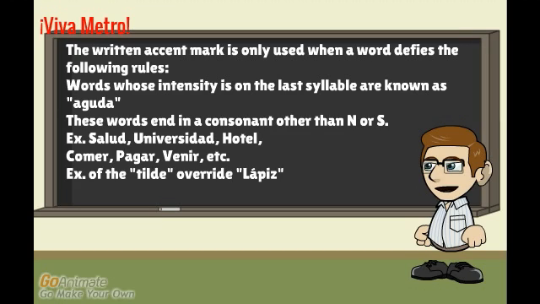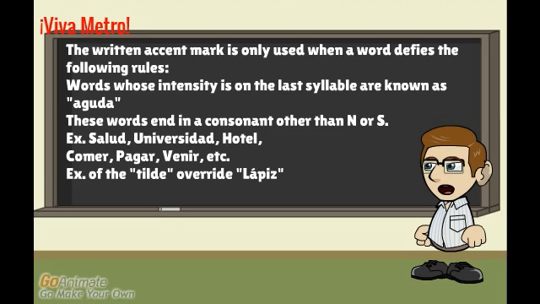Words whose intensity is on the last syllable are known as aguda. These words end in a consonant other than N or S. Take a look at the following examples. None of them have an accent mark or tilde written above any of the letters, yet they're all pronounced on the last syllable because they follow this rule. They all end in a consonant other than an N or an S. Listen to how they are pronounced.